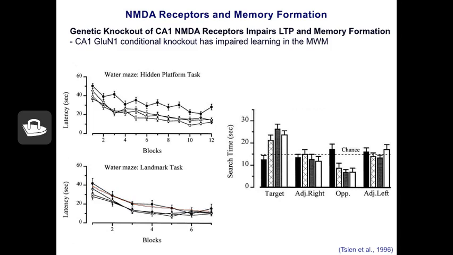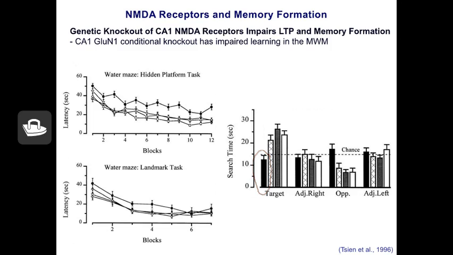But most importantly, the probe trials revealed a substantial deficiency in the knockout mice, as they failed to explore the target. You can see the 3 strains of control transgenic mice all preferentially explored the target quadrant, but the CA1 GLUN1 knockouts, represented by the black bars here, explored, well, all quadrants equally.